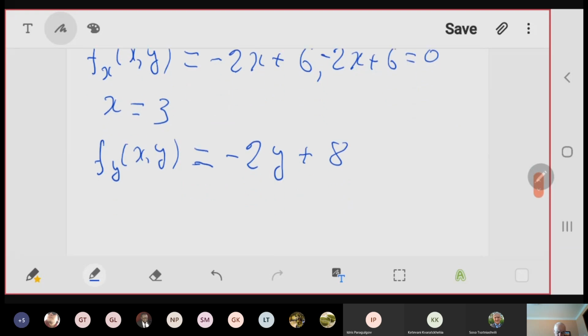Okay, now let's equate it to 0. Minus 2y plus 8 equals 0, and from here y equals 4.